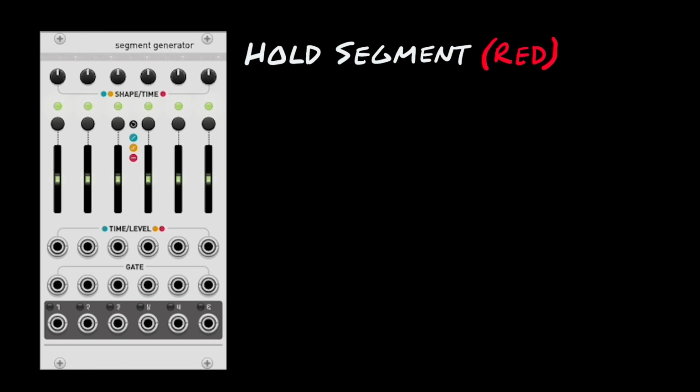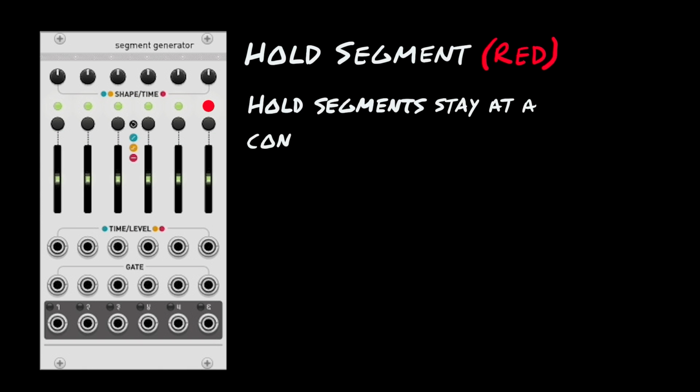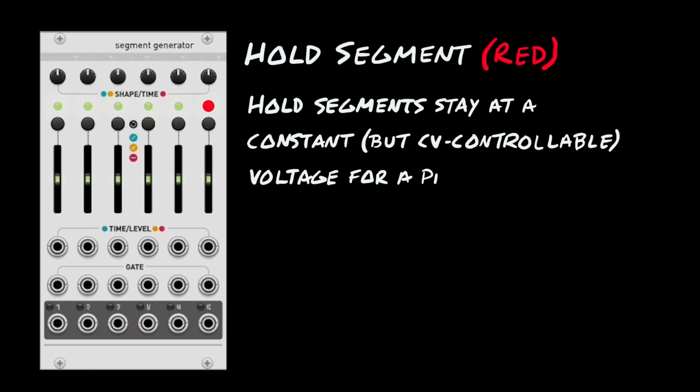A hold stage is selected by the little button on top of the slider. The red LED represents a hold stage. Hold segments stay at a constant but CV controllable voltage for a programmable amount of time, so we'll use them as gate to trigger converters. If a hold segment stays at a constant voltage, we can use it to decrease the pulse width for a wave by shortening the amount of time it holds that voltage.